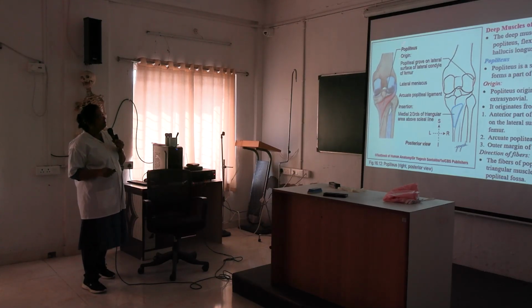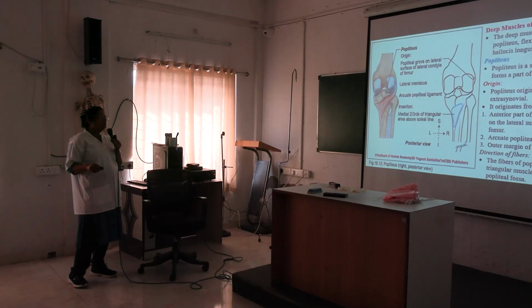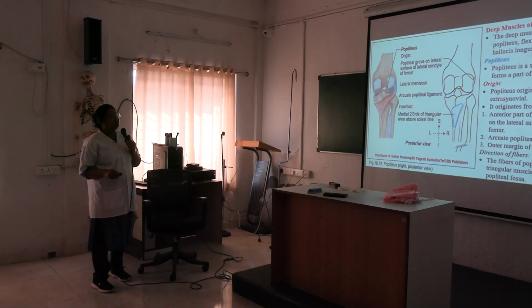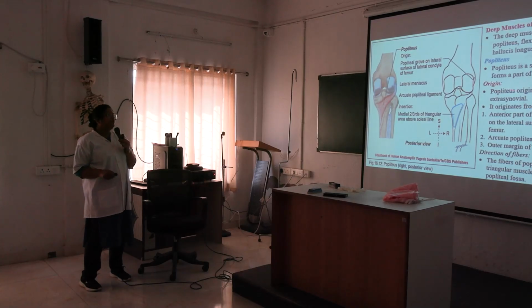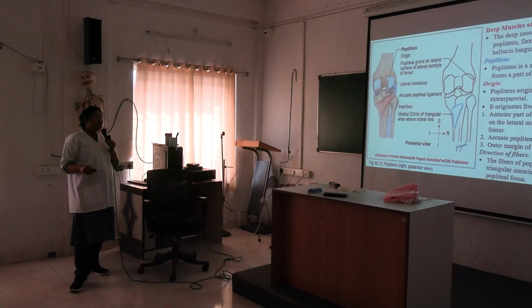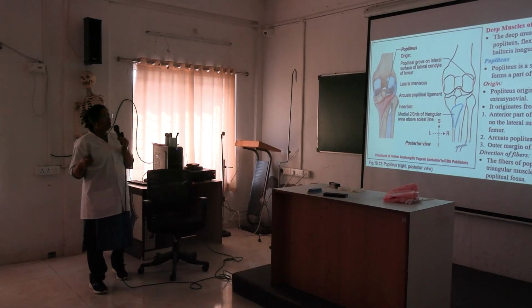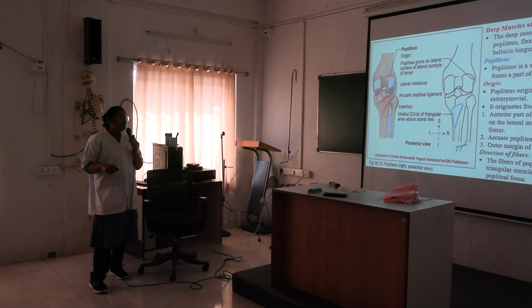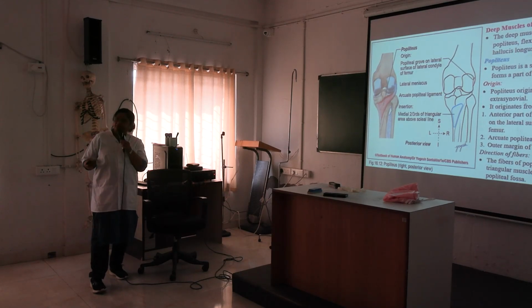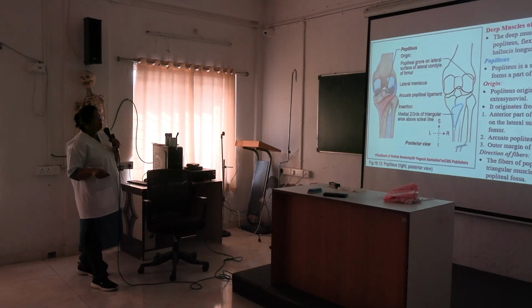Where is the origin? Here is the origin: the popliteal groove on the lateral surface of the lateral condyle of the femur. Popliteus muscle origin is intracapsular but extrasynovial, and it originates from the anterior part of the popliteal groove that is located on the lateral surface of the lateral condyle of the femur. This point you remember, this is asked in your bones viva. Where is the origin of popliteus muscle? Anterior part of the popliteal groove located on the lateral surface of the lateral condyle of the femur, the arcuate popliteal ligament, and the outer margin of the lateral meniscus.